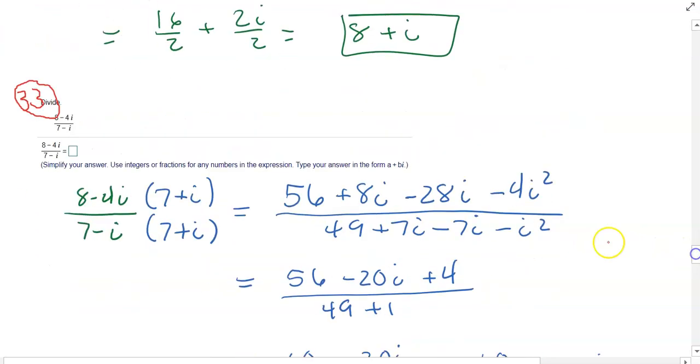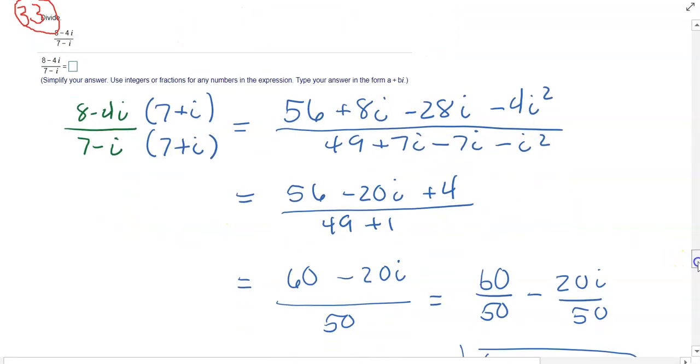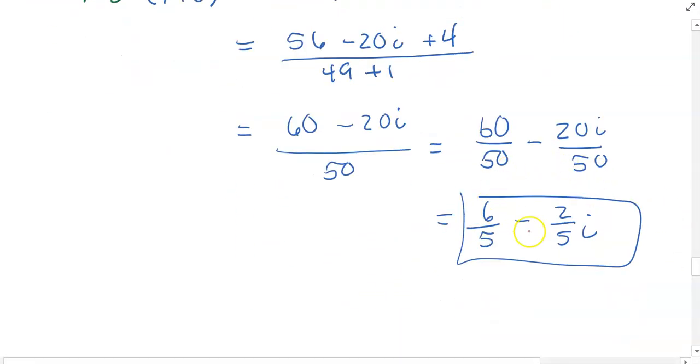Follow these same steps here. So my conjugate is 7 plus i. I follow through and FOIL both the numerator and the denominator. And then I come out here, and this is reduced to 6 over 5 minus 2 over 5i. I believe it wants you to write it in this format instead of writing it as 6 minus 2i over 5. So make sure you separate that.